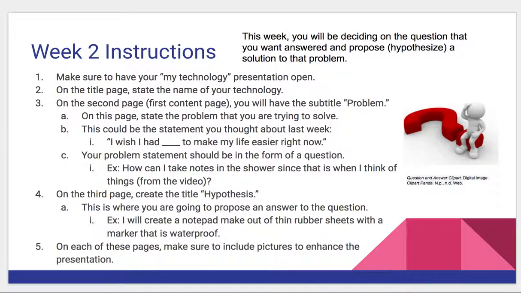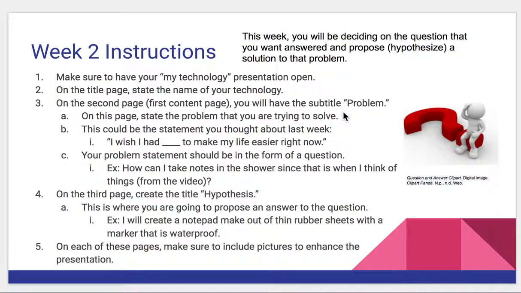On the title page, state the name of the technology that you have selected that you're going to be creating. On the second page, which is your first content page, you'll have the subtitle Problem. On this page, state the problem that you are trying to solve. So what is the problem that your technology is going to answer to help make your life easier?